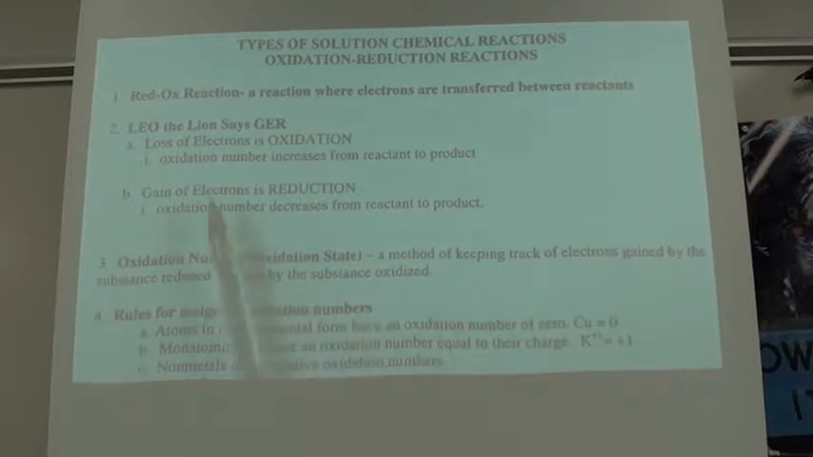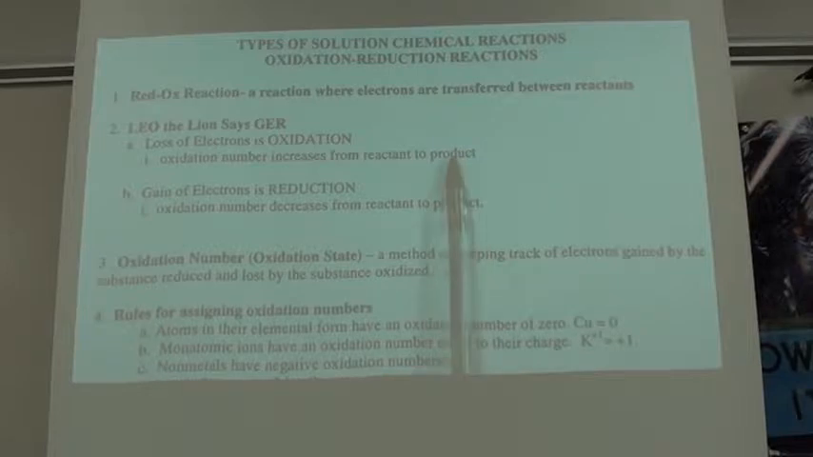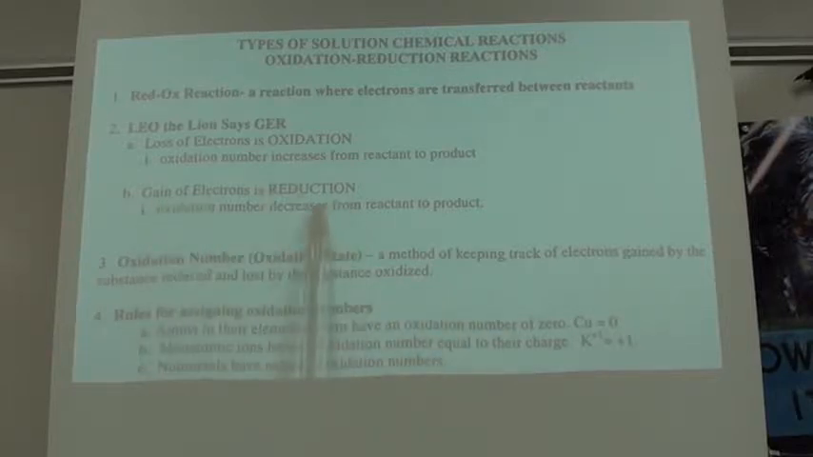All right, I remember it this way. The oxidation number increases from the reactant side across the arrow to the product side. So when I'm examining that atom, I look for it as a reactant and I see what happened to it as a product. If the oxidation number went up, I know it's the oxidation. The gain of electrons is reduction. The oxidation number decreases across the arrow.